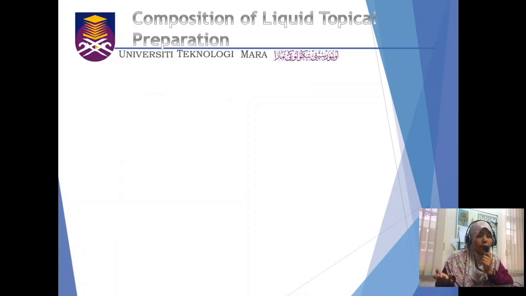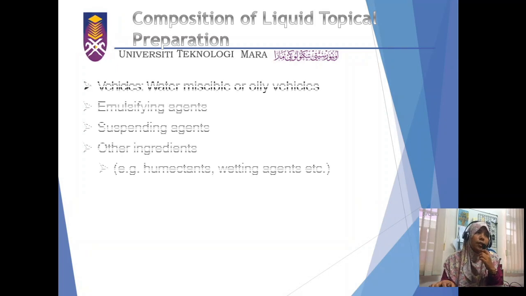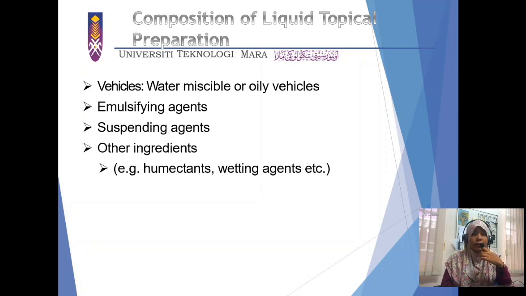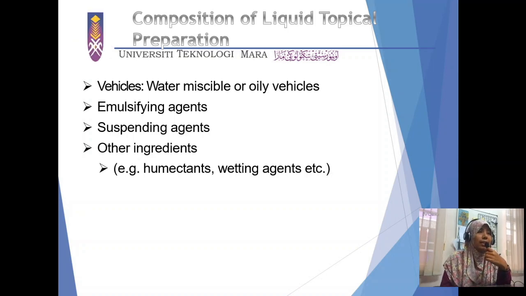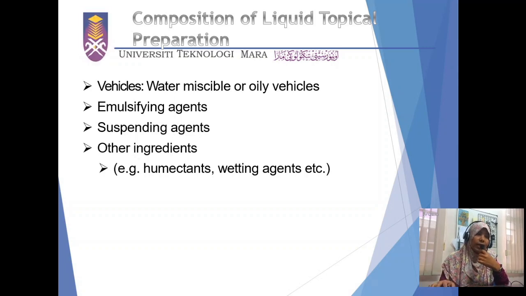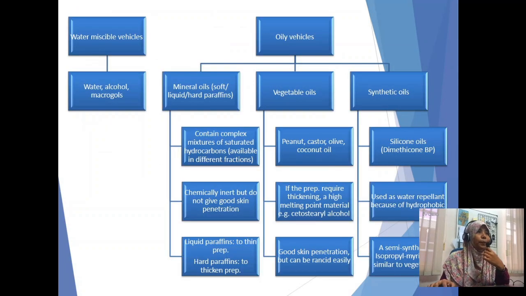First of all, in order to make a liquid topical preparation, we need to know the composition. Usually, the first thing we need is vehicles or solvent. It is either water miscible or oily vehicles. Then you can add emulsifying agents, suspending agents, and other ingredients such as humectants or wetting agents, etc. So we have two types of vehicles.